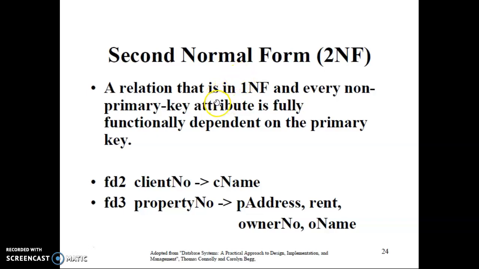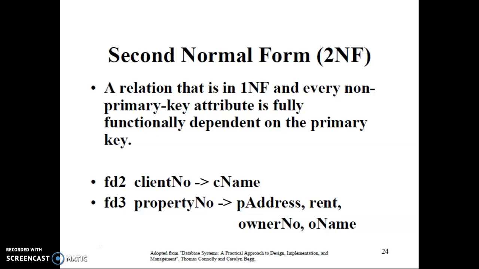It means to transform any table into second normal form, first it should be in the first normal form. And then we have to remove partial functional dependencies. Partial functional dependency means all the non-primary key attributes which are on the right hand side of the functional dependency are not fully functionally dependent on the determinants, the left hand side attributes.